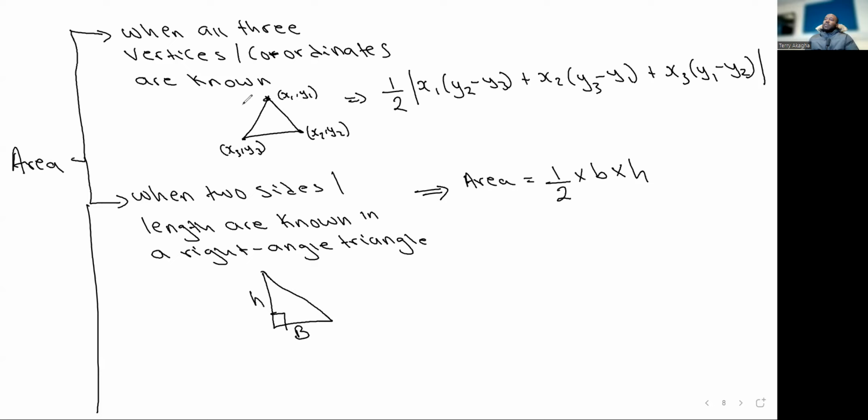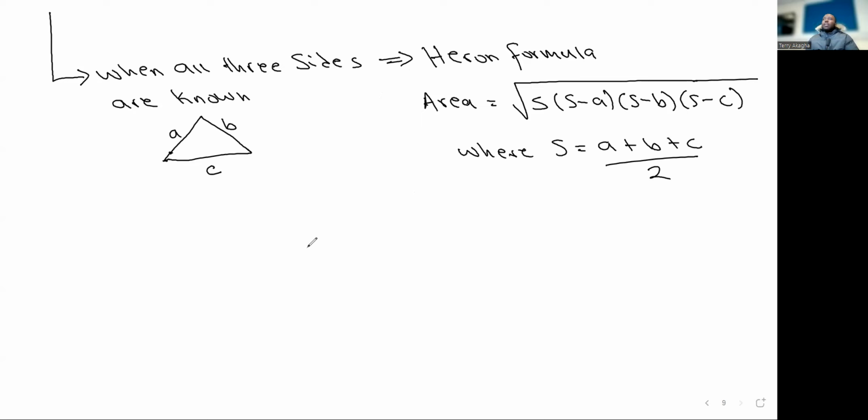So the first one, when all three coordinates are known. The second one, when it's a right angle triangle and the two sides, the base and the height, are known. The third part is when all three sides are known and you have to use the Heron formula, all right? Then the next one, the fourth one, is when two sides and the angle between them are known.